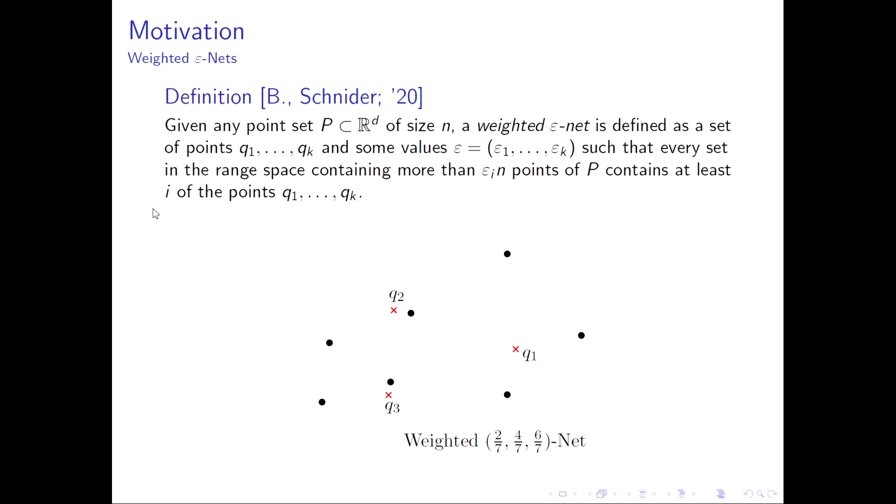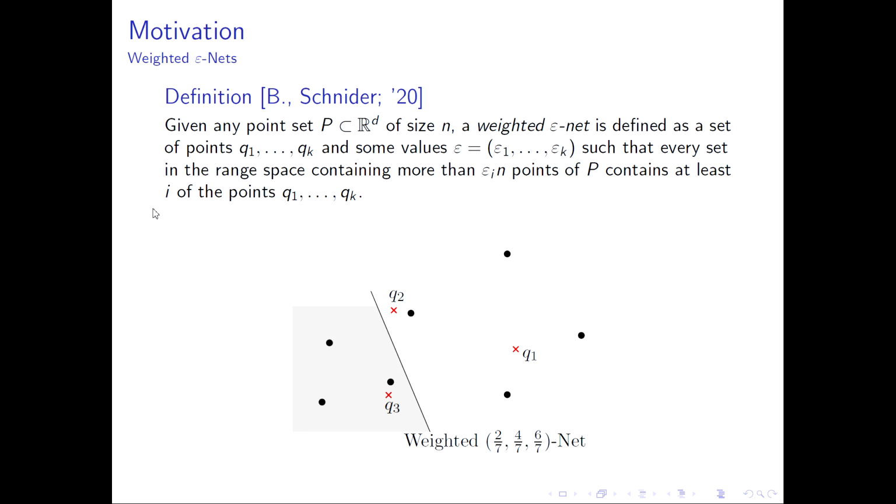And I claim that this is a 2/7, 4/7, 6/7 net. Meaning that whenever a half plane contains more than 2 points, it should contain one of the special points. For example, this half plane, it contains 3 black points, hence it should contain one of the special points. Same is true for this one and this one, as well as this one.